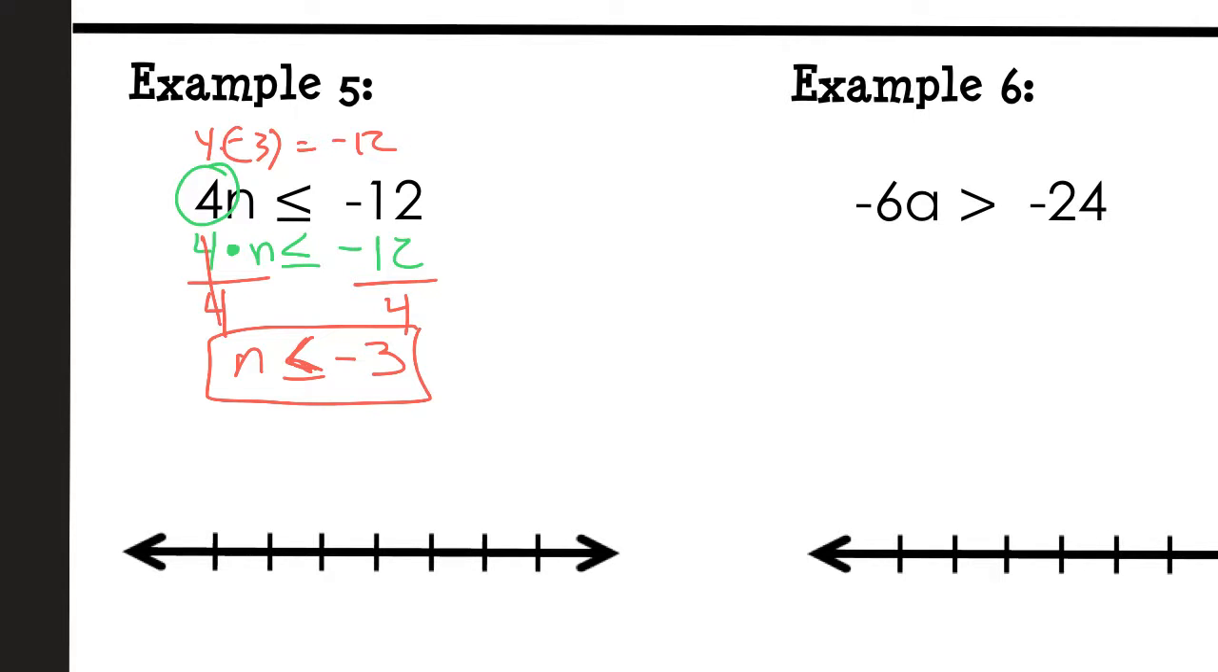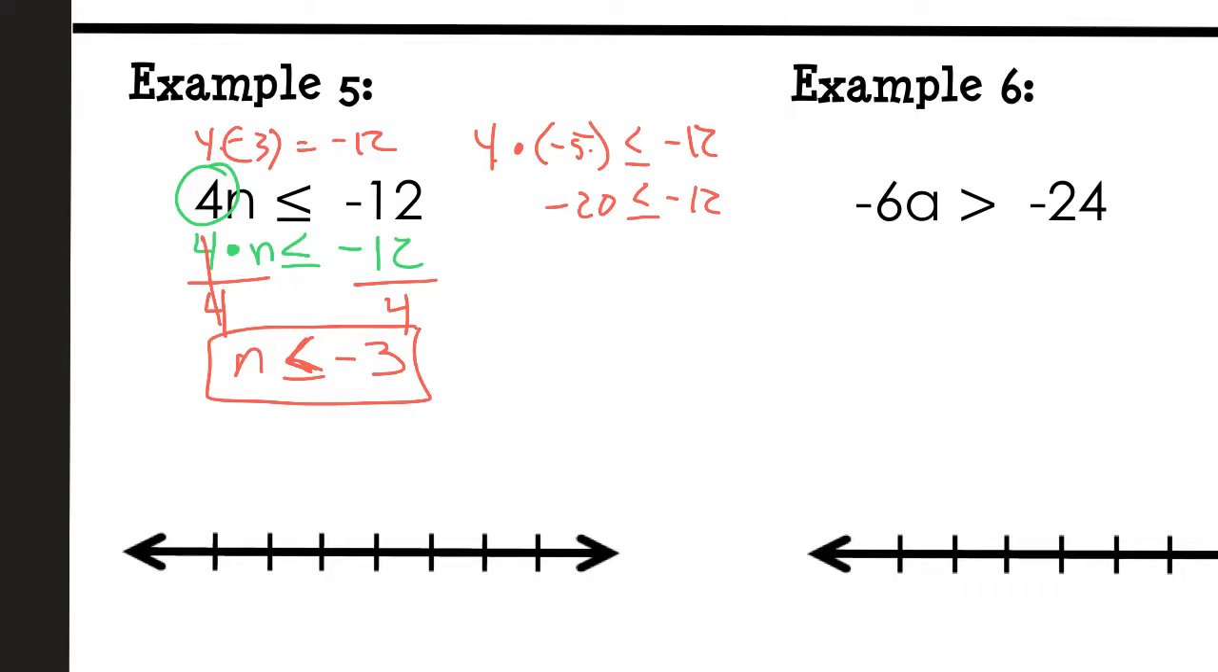So let's go negative 5, for instance. So 4 times negative 5, is that less than or equal to negative 12? Well, let's see. 4 times negative 5 is negative 20. Is that less than or equal to negative 12? Yeah, that's less than negative 12 for sure. So it actually works. You can see there.